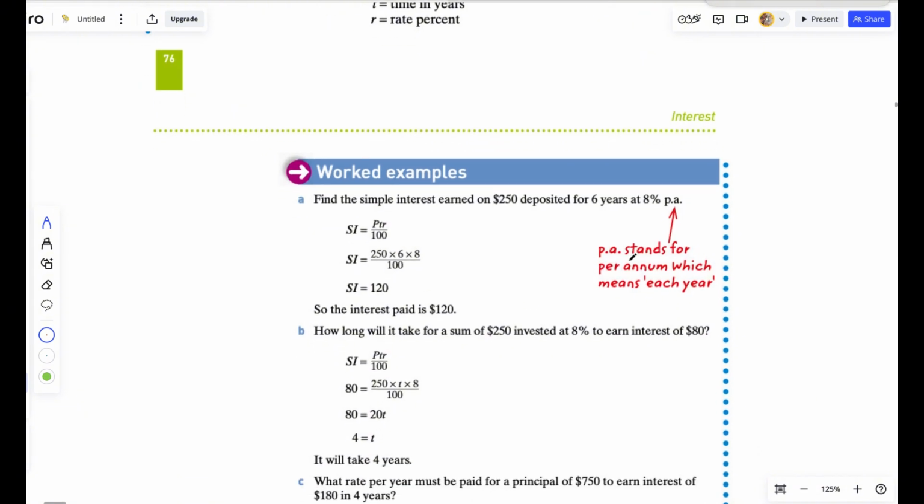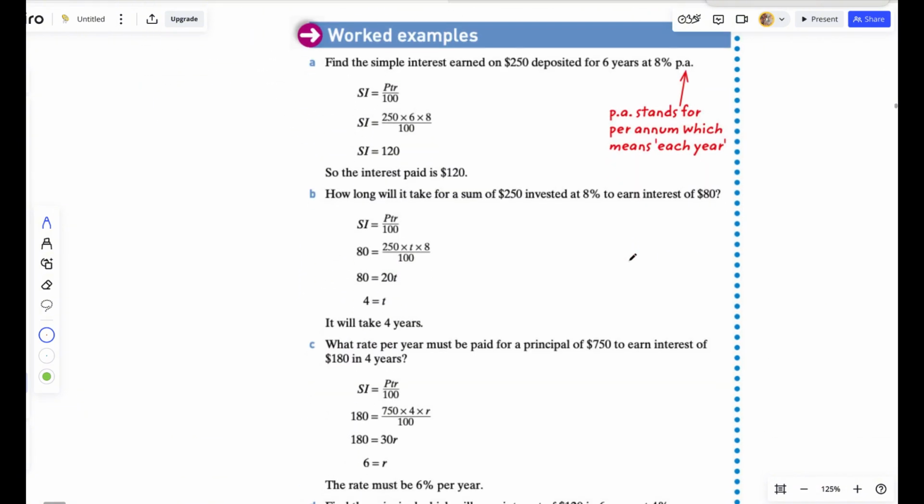Now let's start. Let's start with the first question.